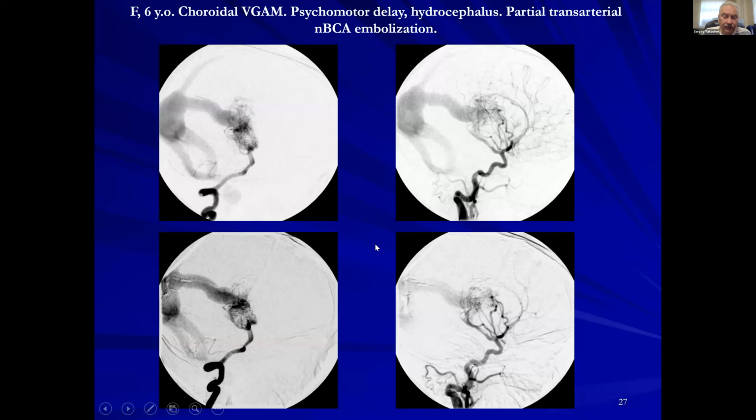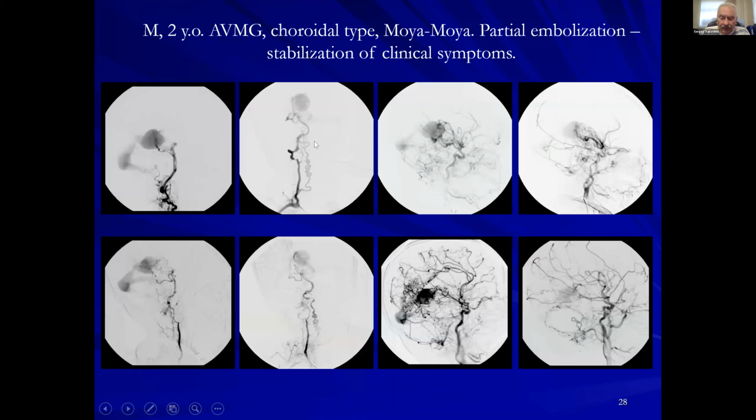blood flow was excluded. The horizontal type of arteriovenous malformation is very difficult to treat. So in this case, we used adhesive glue, NBCA, embolization, resulting in a subtotally occluded malformation. Next, a horizontal type AVM with Moyamoya disease. We used a partial embolization, with stabilization of clinical symptoms.